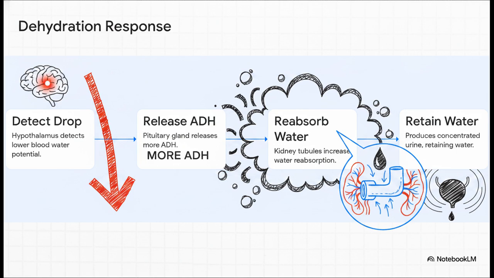Finally, Step 4, the macro result. Because your body is frantically pulling water back into the blood, you produce a very small volume of highly concentrated urine. You are retaining water, and the feedback loop is complete.